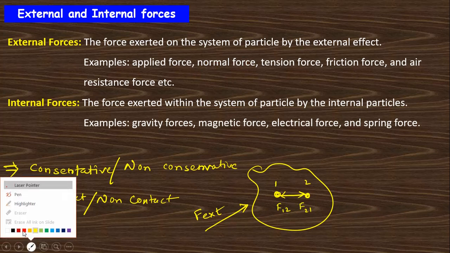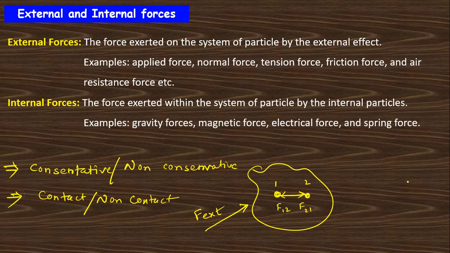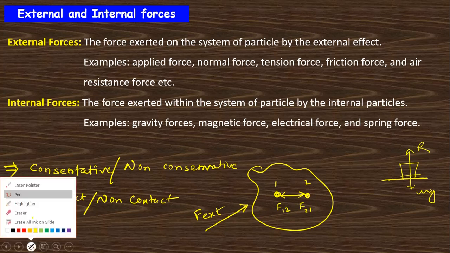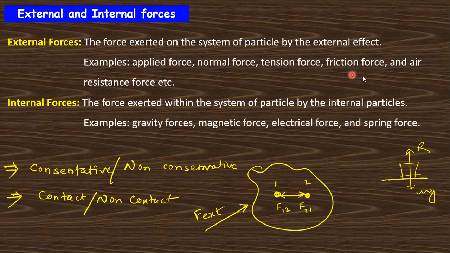Suppose there is a body, and the body is placed here. So this is mg along, and this is the reaction force, right? So this is the reaction force, normal force, tension force, and friction force. These are the external forces. And in the case of internal forces, the gravitational force, magnetic force, electric force, spring force, these are the internal forces.